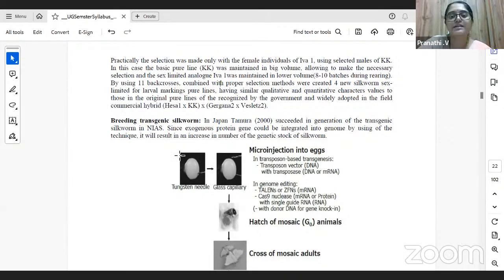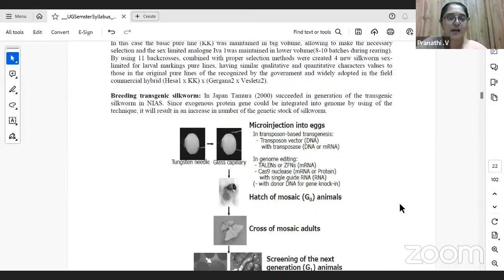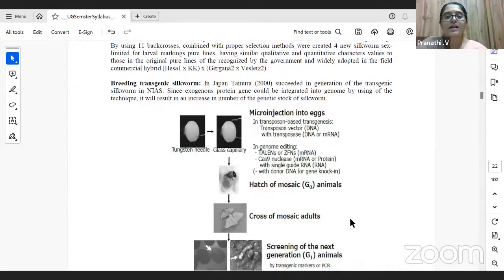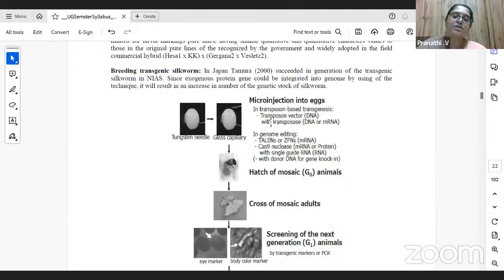Now, how is it that you're going to get a transgenic silkworm? The Japanese scientist Tamura in the year 2000 succeeded in producing a transgenic silkworm at the NIAS Institute. What happened? A tungsten needle was taken along with a glass capillary, and microinjection was done into the eggs. What was injected? A transposon DNA vector along with the enzyme transposase.